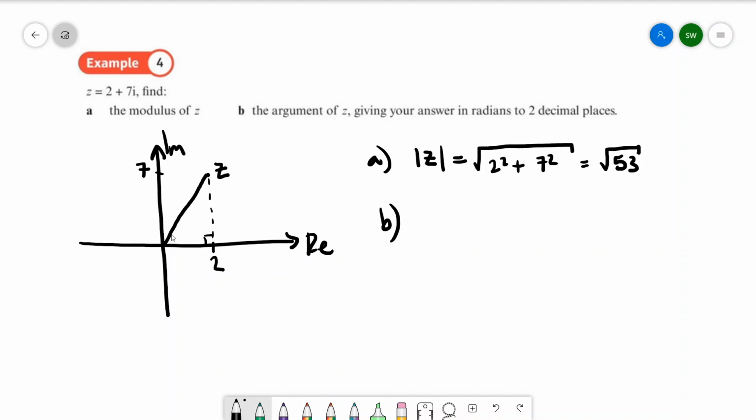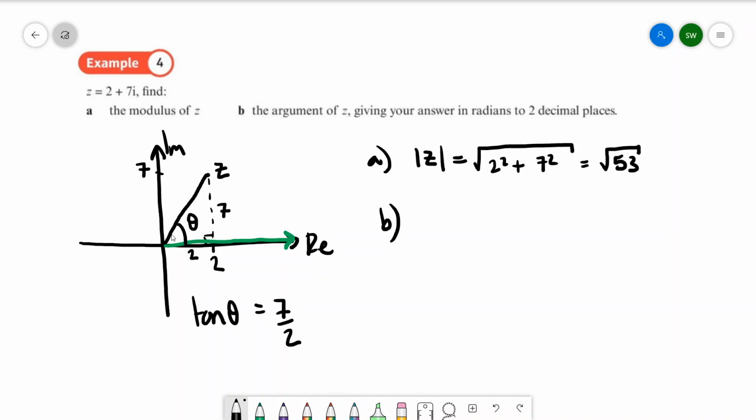For part B, we want to find the argument. So we basically start by facing in that direction. That's our kind of 0 angle direction. And we want to describe what angle do I need to turn to get from the green arrow to pointing towards z. So basically, what's that angle there? So we know that tan theta, opposite theta is 7, and the adjacent length is 2.